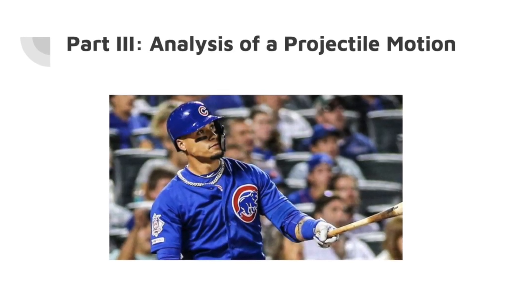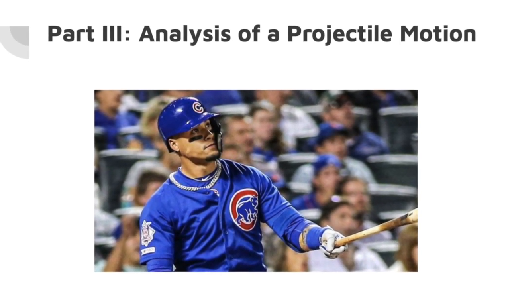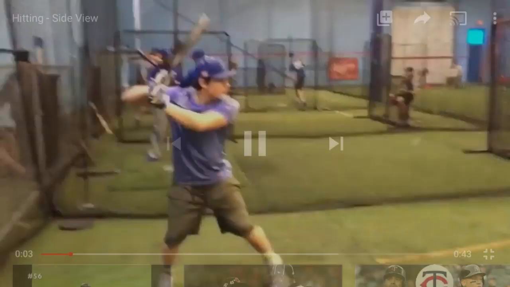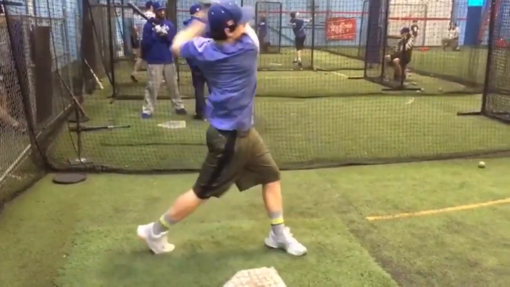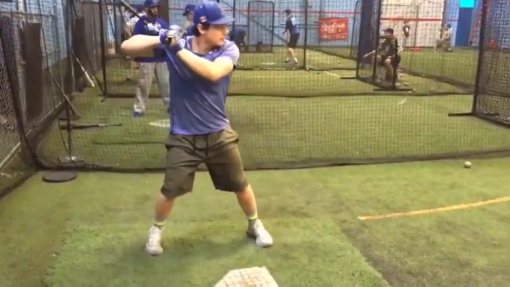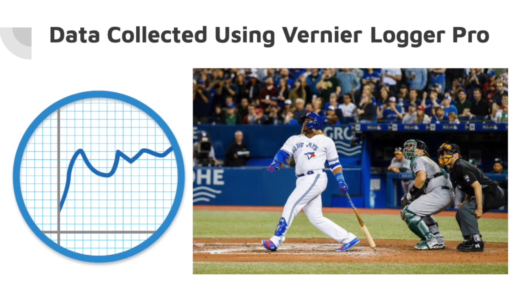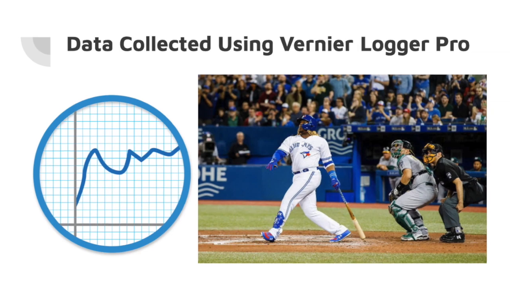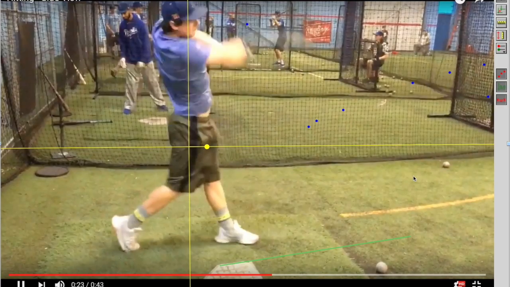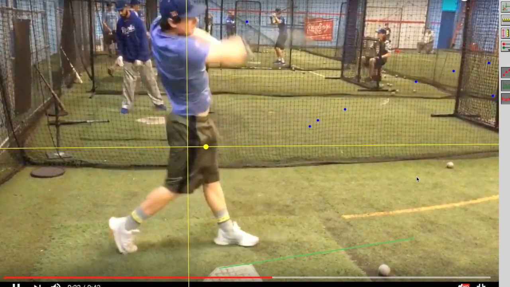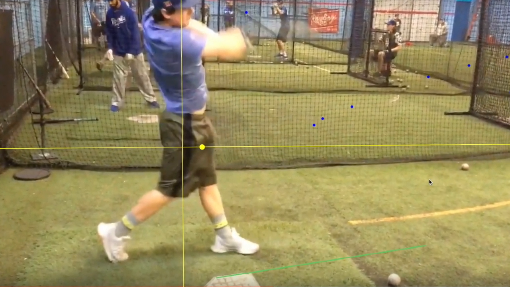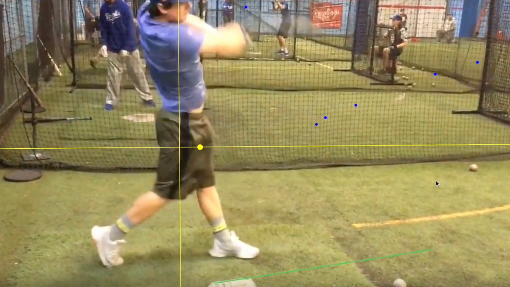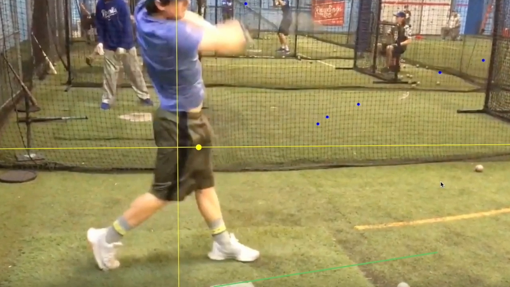Part 3. Analysis of a projectile motion. This is the data that we collected using Vernier's Logger Pro. As you can see, this is an image that we are using from the video using data tracking that is found from Vernier's Logger Pro technology.